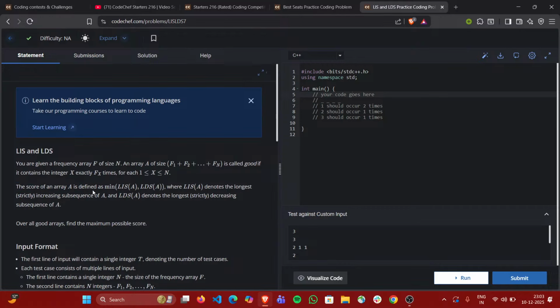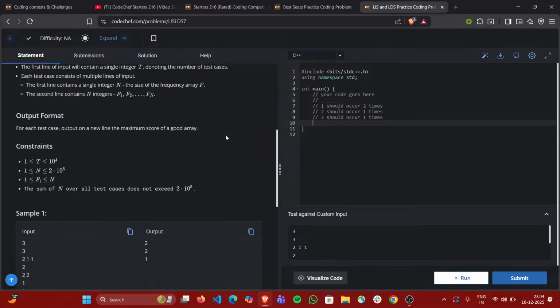We are given a score, and it is the minimum of LIS and LDS, okay? Where LIS of A is the longest increasing subsequence and LDS is the longest strictly decreasing subsequence. The word strictly here means that the next element must be strictly greater than the previous element. It should not be greater than or equal to.